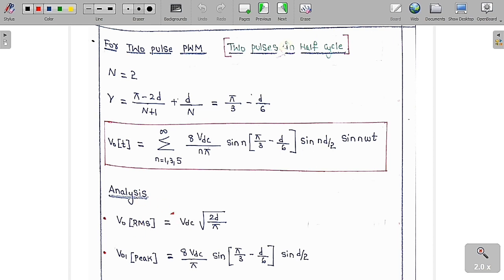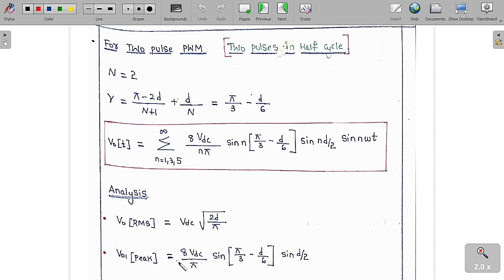Now we are going to do some more analysis of this waveform. V naught RMS is equal to VDC into the square root of the overall pulse width. As there are 2 pulses, each pulse is of width 2d by 2, but overall it is 2d, so 2d by pi. So this is the output RMS value we are going to get.